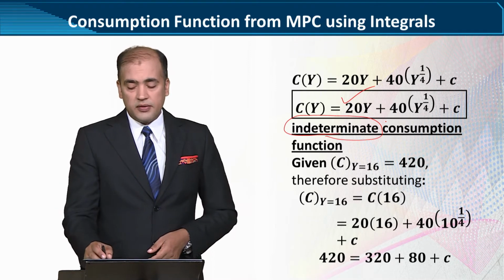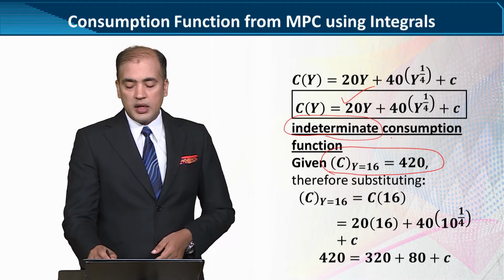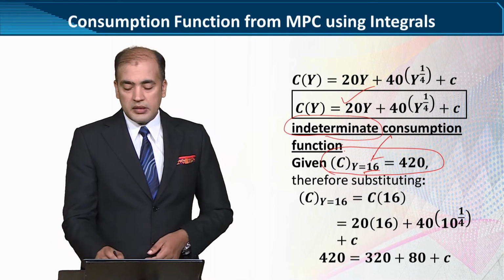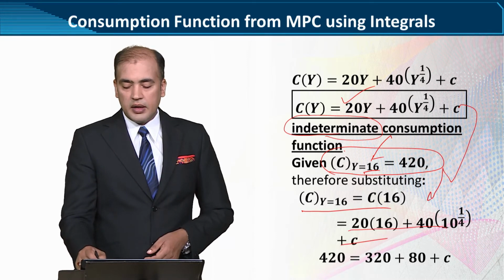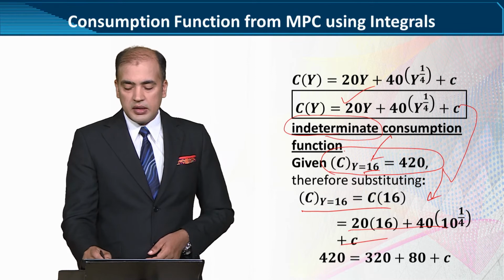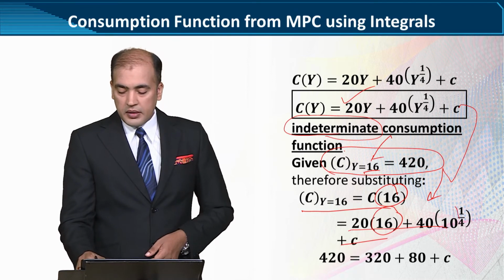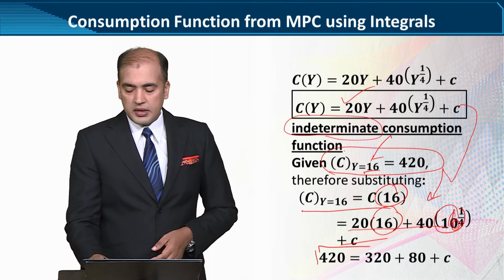We can make it specific or definite by using this equation that was given before, that if the income is 16, the consumption will be 420, and that is the value we are going to substitute in this general function that we had here. And as you can see, wherever there is y, we are putting 16. So after putting these values, we will be left with this expression.